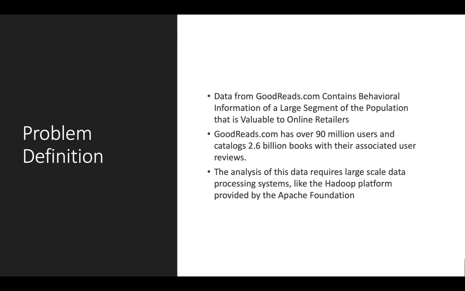So as far as the problem definition goes, the data from Goodreads.com contains behavioral information from a large segment of the population. They have over 90 million users. They catalog 2.6 billion books. So they have a really, really large data set. And the interesting thing is because that data set is so large, the traditional methods of using a relational database system just aren't going to work. They just break down too quickly.